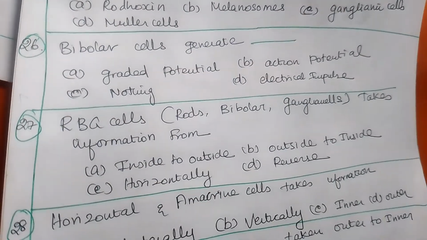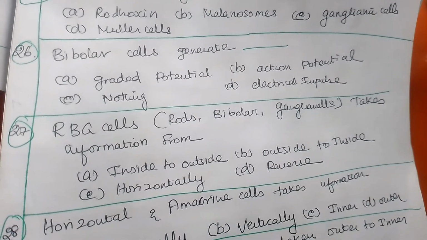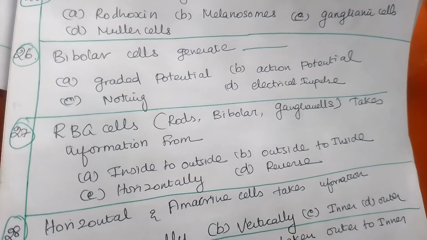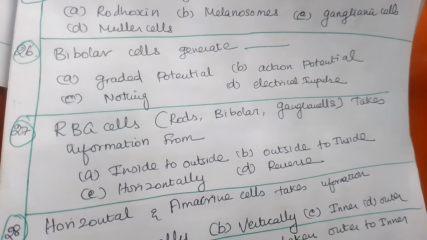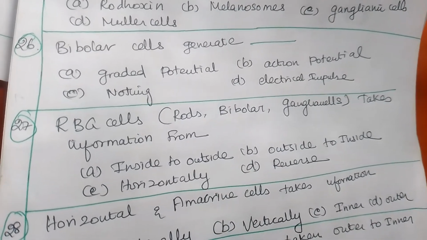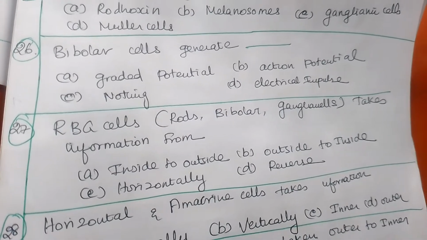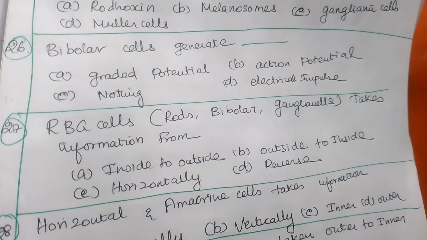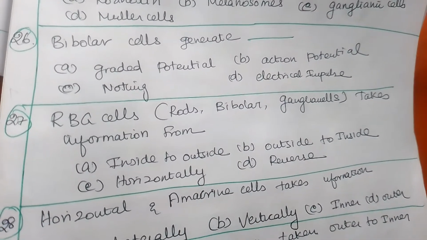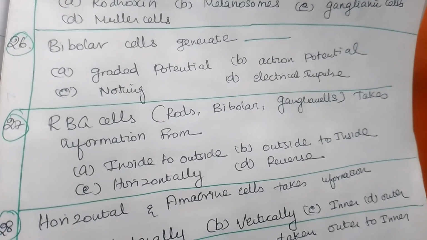27. RBG cells take information from where? A. Inside to outside, B. outside to inside, C. horizontal or reverse. Isn't it? So the answer is not A. B is the answer. It is always outside to inside. Horizontal cells are different, not this one. Reverse cells are different. So the answer is outside to inside.